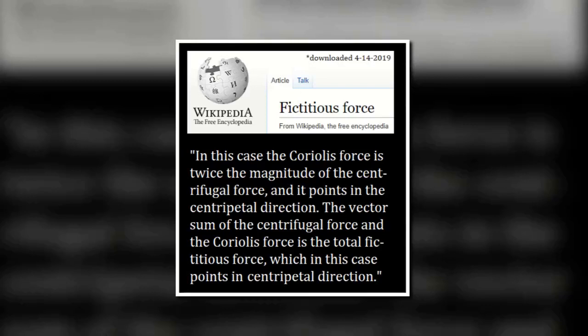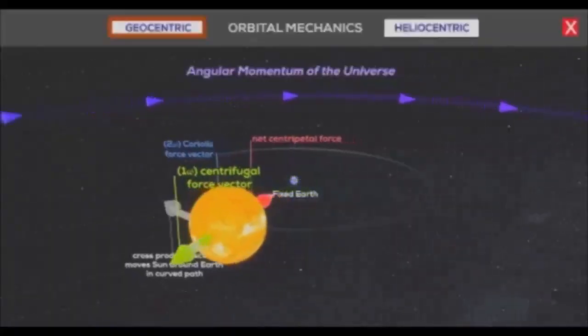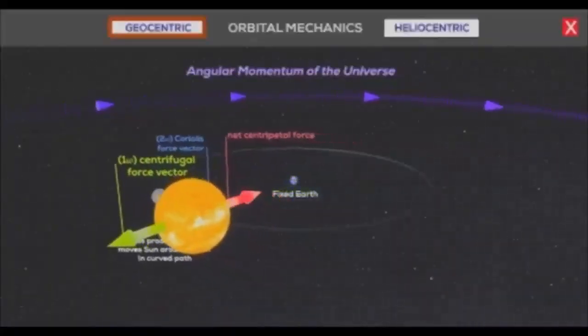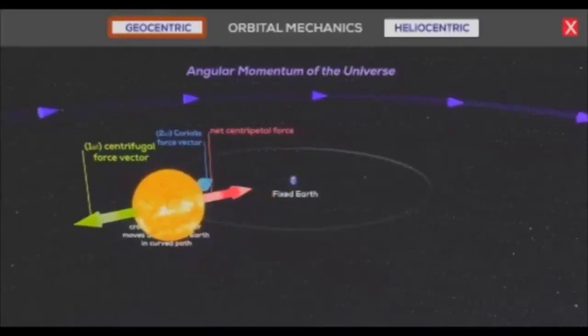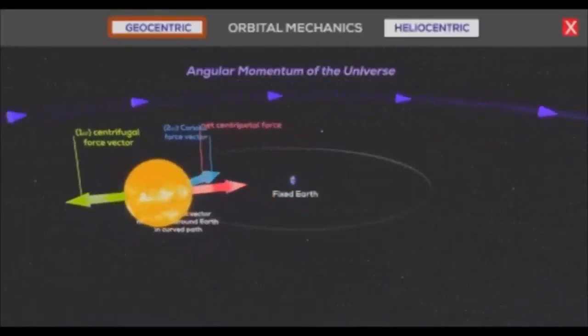The vector sum of the centrifugal force and the Coriolis force is the total fictitious force, which in this case points in the centripetal direction. So again, we see that the combination of the centrifugal and Coriolis forces will produce a force in the centripetal direction, which means that the Sun will revolve around the Earth.